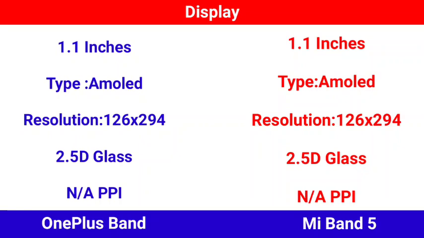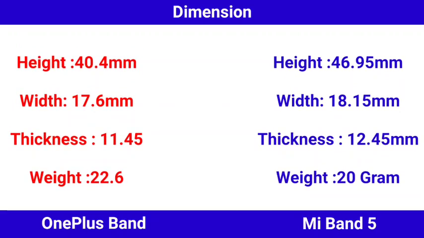Now let's talk about dimension. OnePlus Band height 40.4 mm, width 17.6 mm, thickness 11.45 mm, and weight 22.6 gram. MI Band height 46.95 mm, width 18.15 mm, thickness 12.45 mm, weight 20 gram.